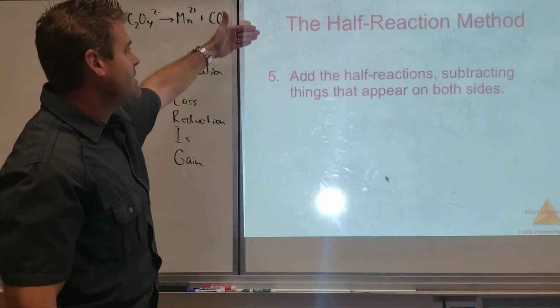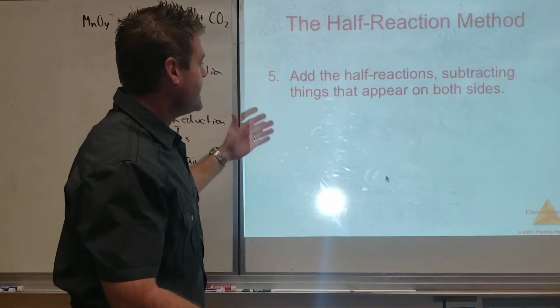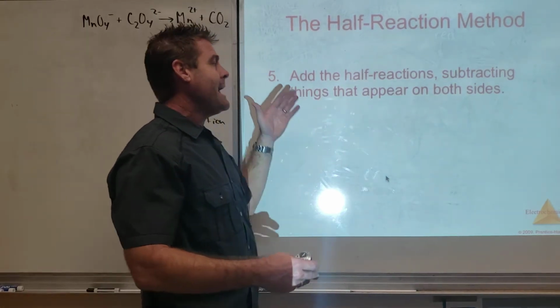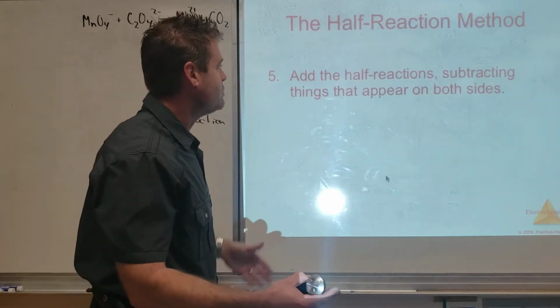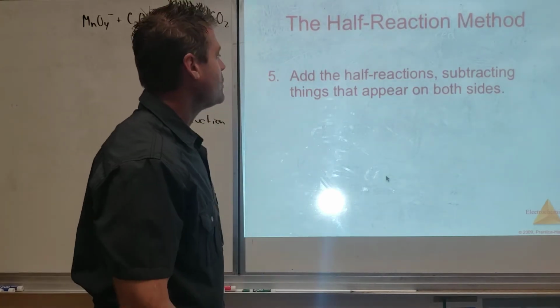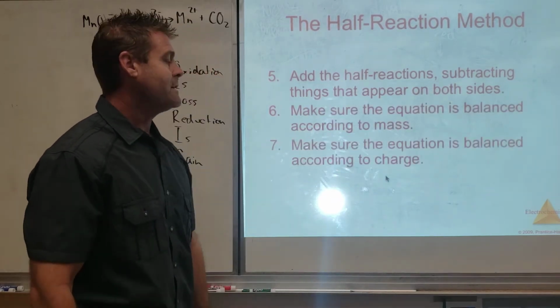And then this still continues. You notice I didn't purplize it. You can write it down if you want to have all of them, but it says add the half reactions. I don't think it's going to be hard to remember what you do at this point. That's why I didn't purplize it, but nonetheless, you can write this down. Make sure the equation is balanced according to mass, and then make sure the equation is balanced according to charge.